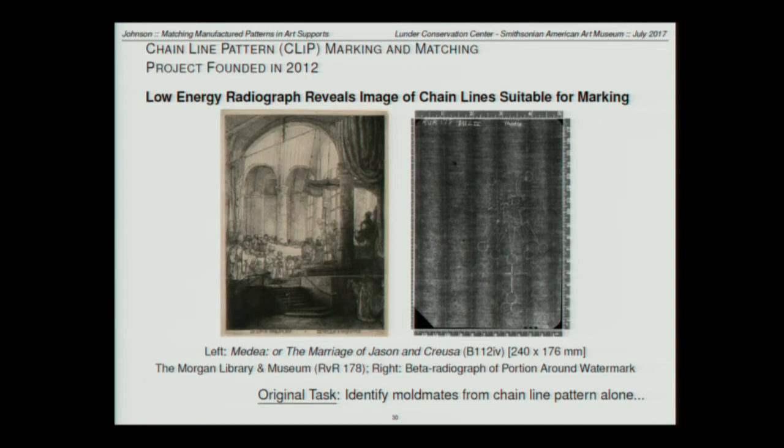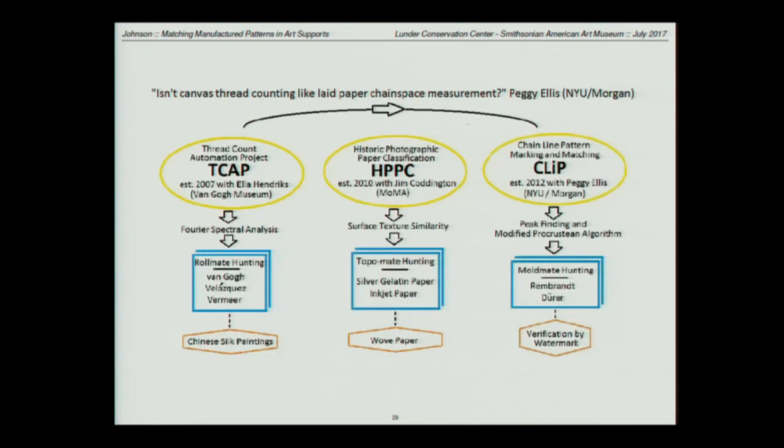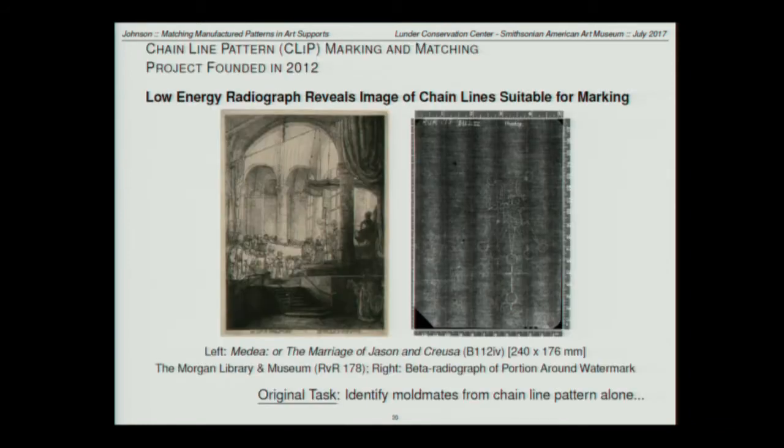And let's see, did I tell you? Yeah. So we use peak finding. In other words, you have something where that white part is the top and then the gray is a low number. So you're looking for these peaks that come about every inch. And then something, don't worry about it, called a modified Procrustean algorithm, which is how to match groups of lines to be considered similar.